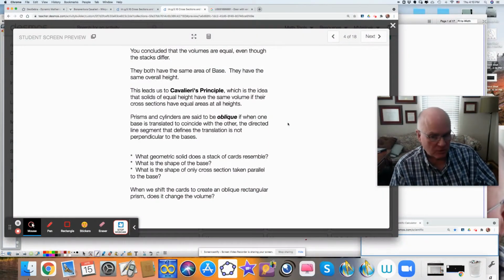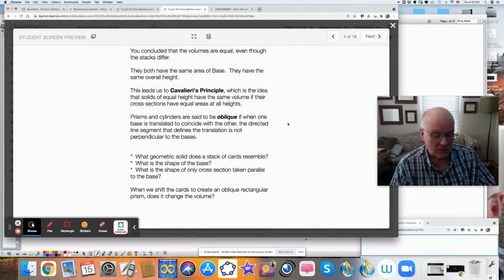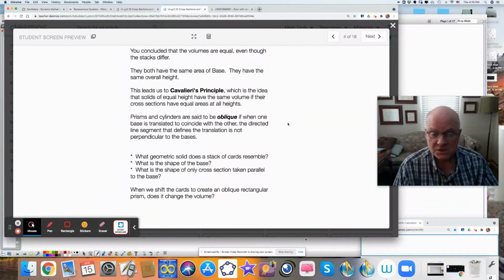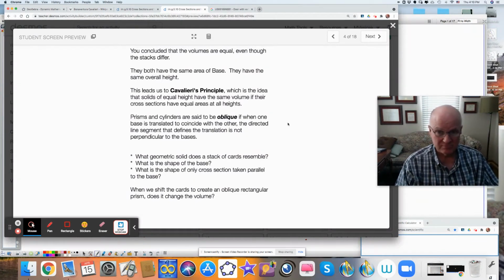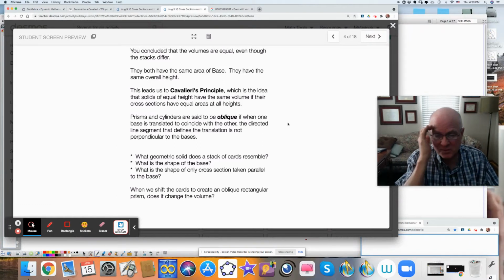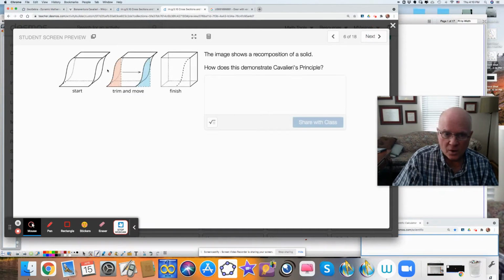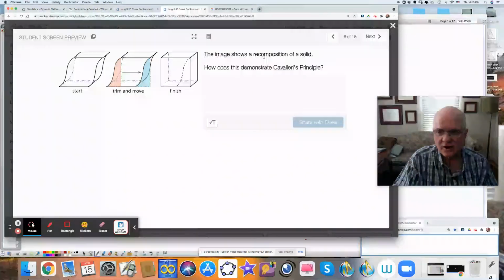What geometric solid does the stack of cards represent? It represents a right rectangular prism. And what is the shape of the base? It's a rectangle. And if you take any cross sections parallel to the base, it's a rectangle. So if you shift it, it's going to make it an oblique rectangular prism. Does it change the volume? No. And here's an example. If I did the cards like this, I could cut it and then move it, and it would still be the same. These are the same volumes.